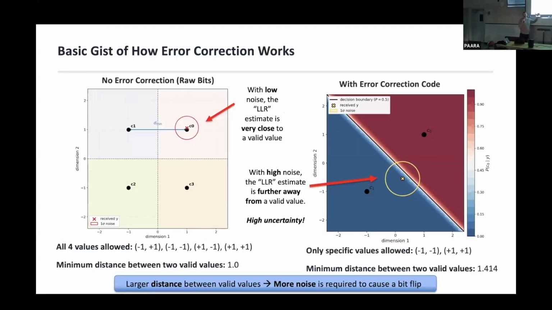Now, I did promise that this talk basically doesn't have any equations. So I'm going to give you the gist of what error correction is and how it works in a non-mathematical way, so that you can appreciate what's going on under the hood without getting bogged down in the math.